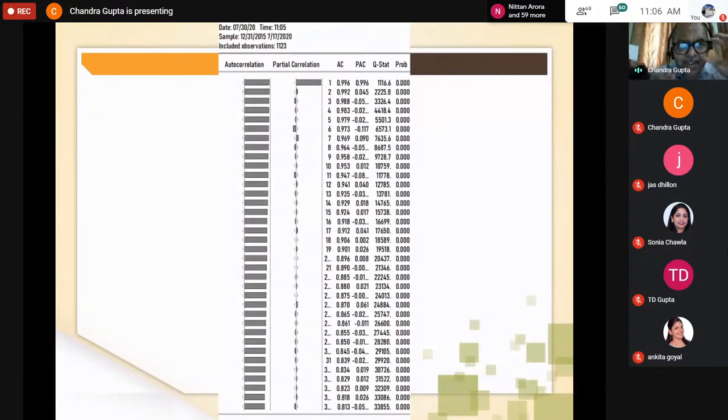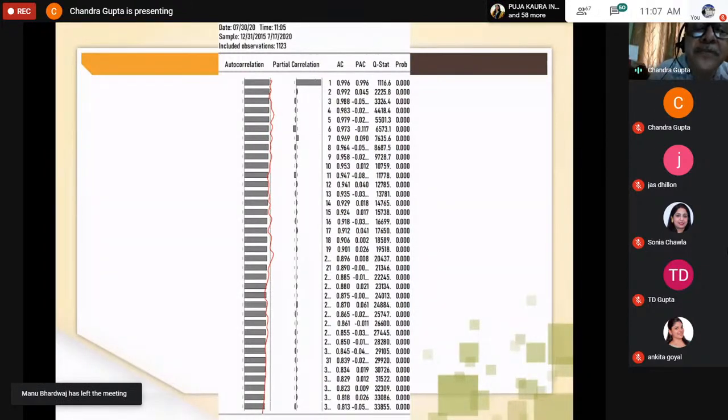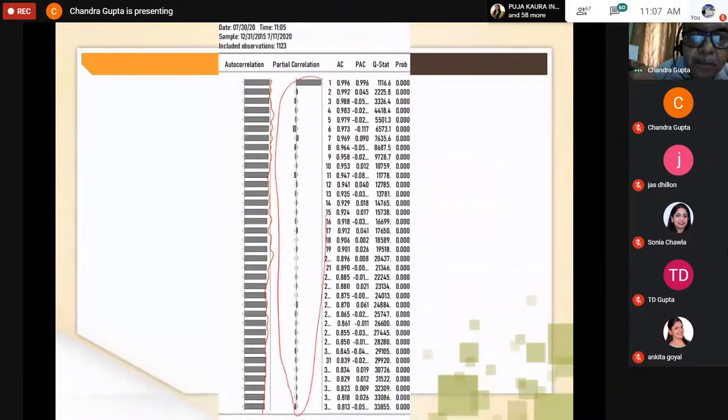So now friends, you can see this graph. You will find that the autocorrelation is not fading out. And these are the values of the autocorrelation and partial autocorrelation. Okay, is it making sense to us?